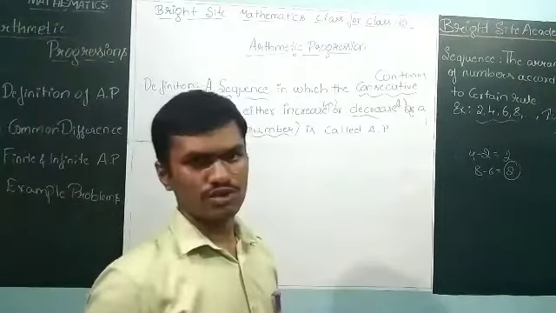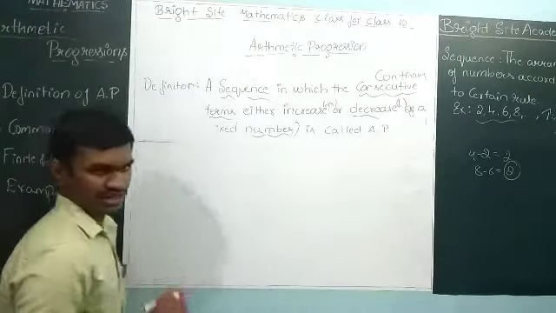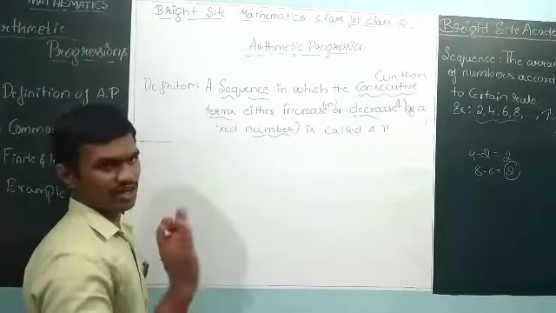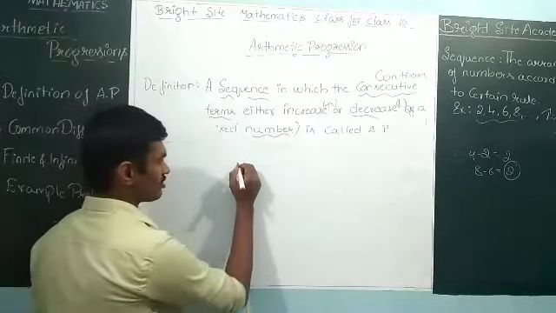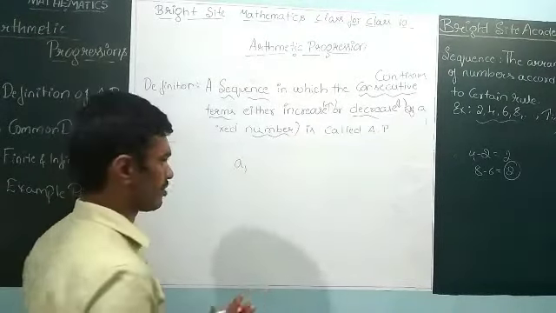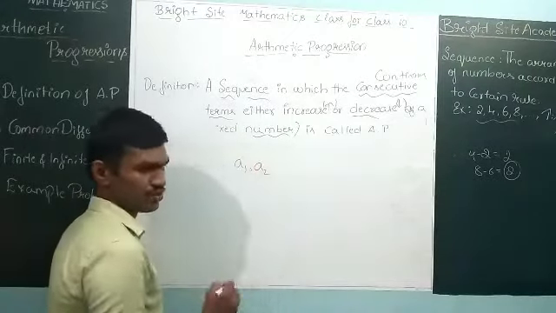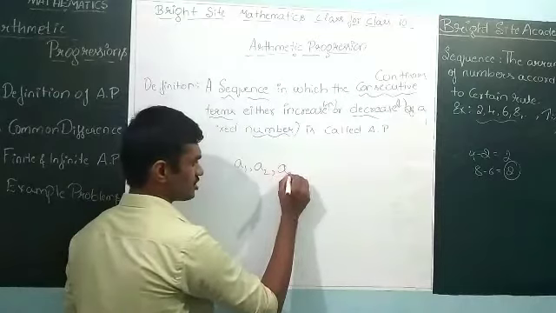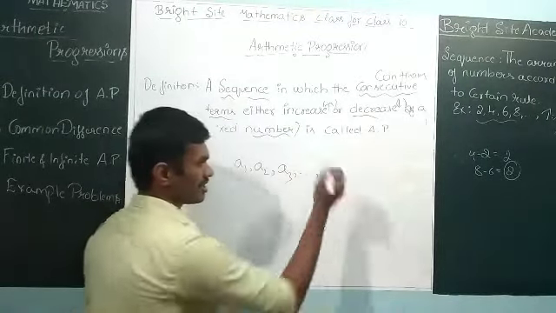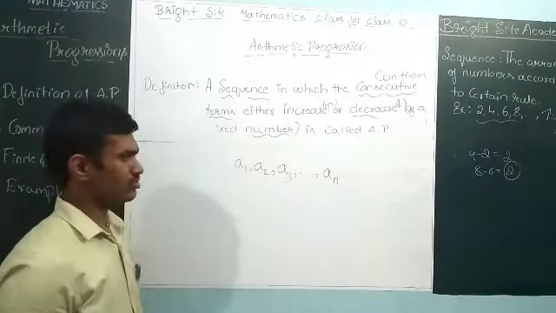Before going to example problems, we need to say something about this. Here let us denote an arithmetic progression. The first term of the arithmetic progression is denoted by A1. The second term is denoted by A2. The third term is denoted by A3. Similarly, it continues on, and the last term of the arithmetic progression is called AN.